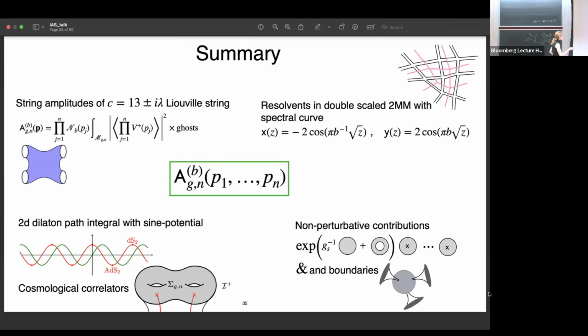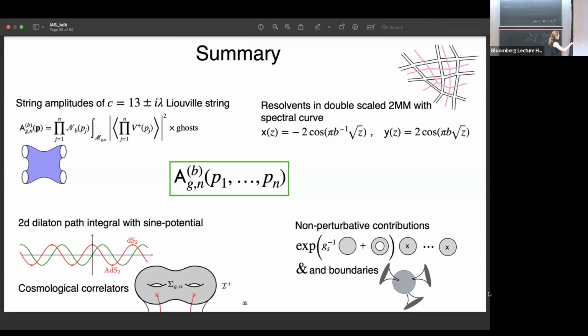As a summary, let me say that we have these string amplitudes, which were the basic observables of the complex Liouville string, which we bootstrapped using this formula over here. Then we found the spectral curve of a two-matrix integral that gives us the string amplitudes using some Feynman rules or using some Mirzakhani-type recursion relation. Summing over all the genera, this object over here is not convergent, it's asymptotic. And so there are non-perturbative effects that we need to take into consideration.